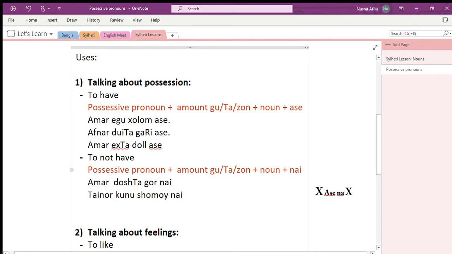So practice nai. Tainor kuno. Kuno means any. So tainor kuno shomoy means time. Nai. He or she, formal, doesn't have any time. So again, we're using possessive forms and then we are just following the structure. I hope this is clear.